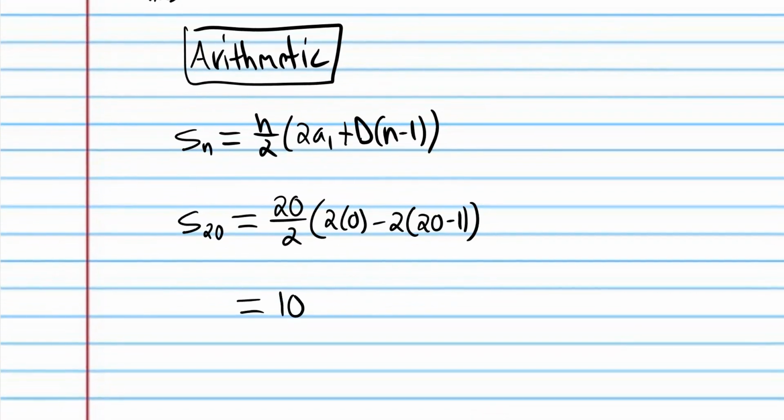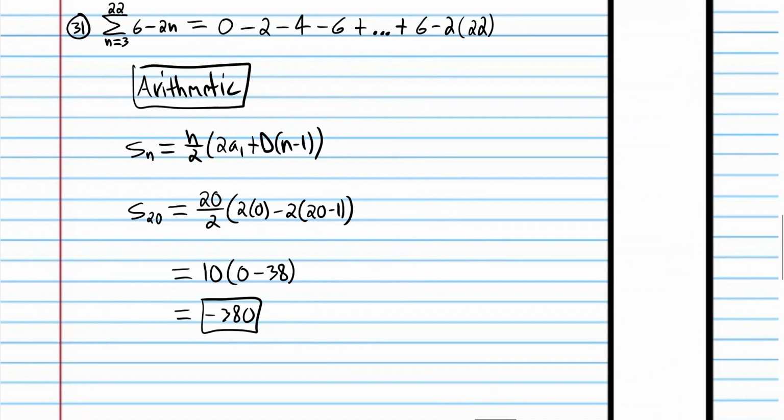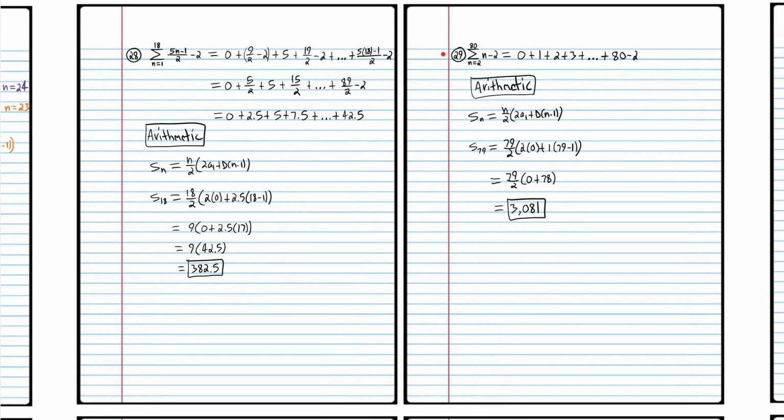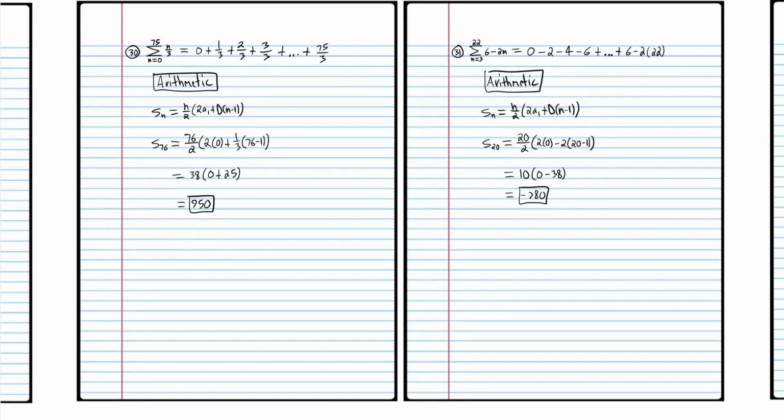And so we have 10 times 0 minus 38. And so the final answer is -380. So you can take a picture of number 29 and 30 and 31, and that'll help you to do number 32.